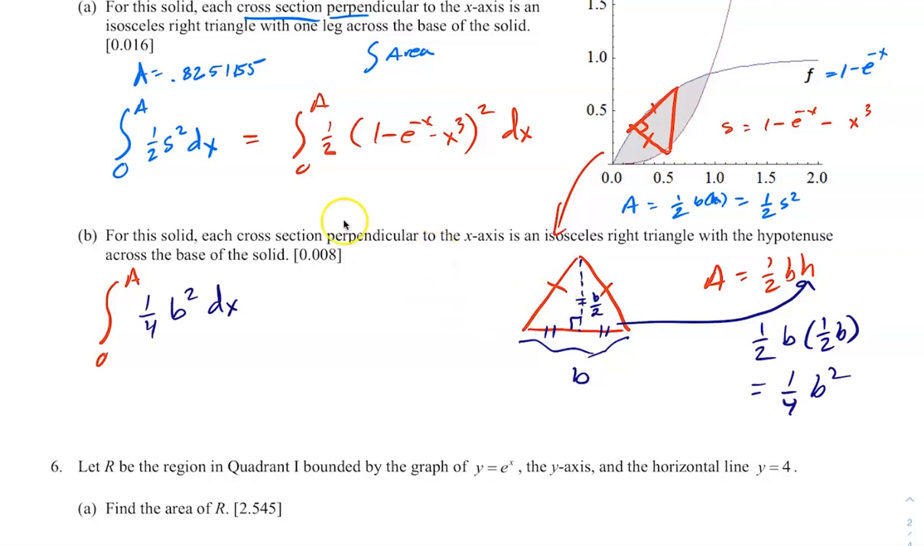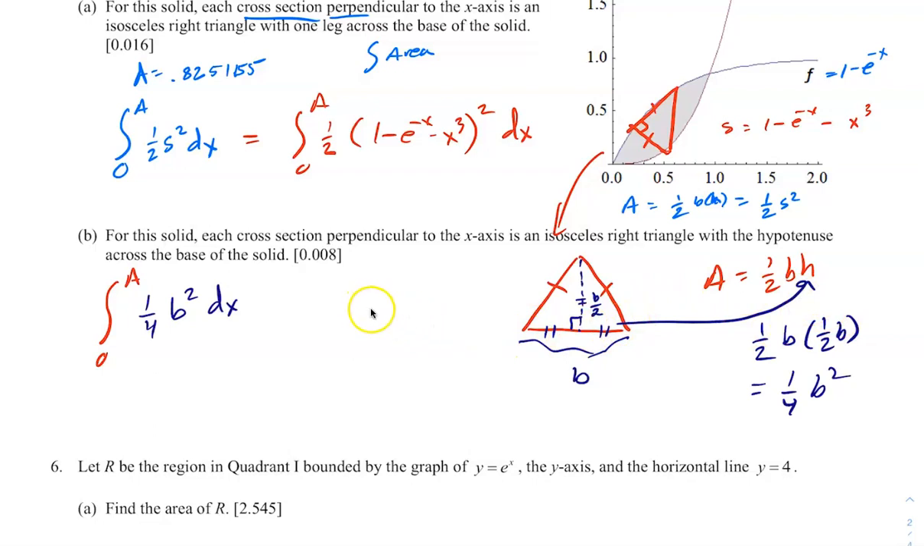So if you want to find the area of an isosceles triangle where the hypotenuse is the base of the solid, the formula is actually 1/4 base squared instead of 1/2 base squared. It makes it more annoying, I know. It's almost as bad as semicircles, but that's where it comes from.